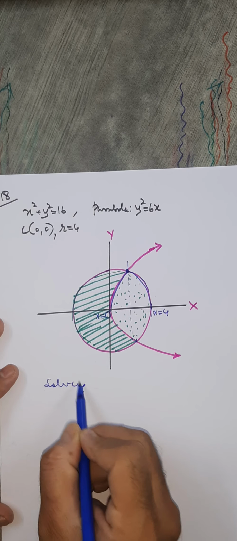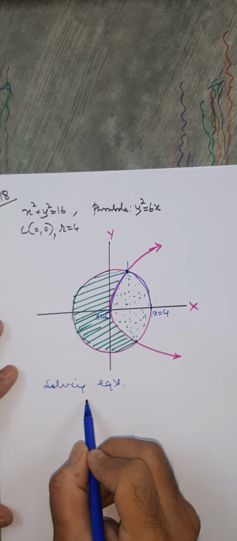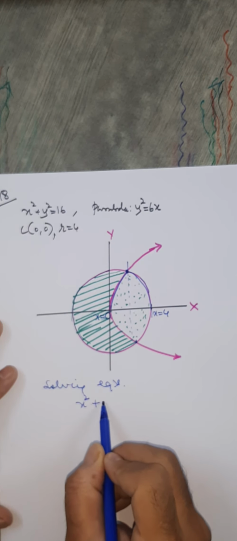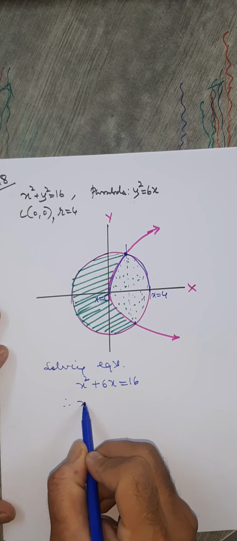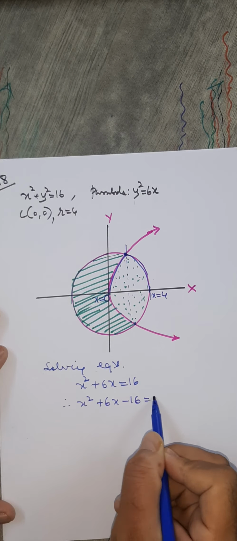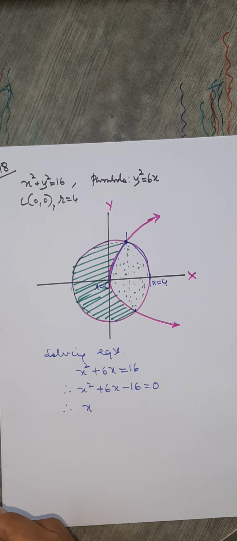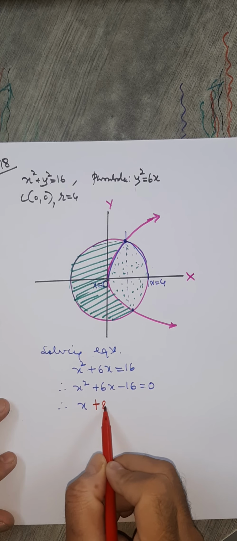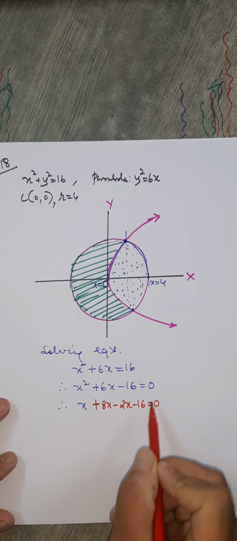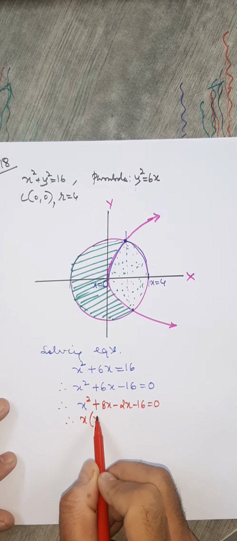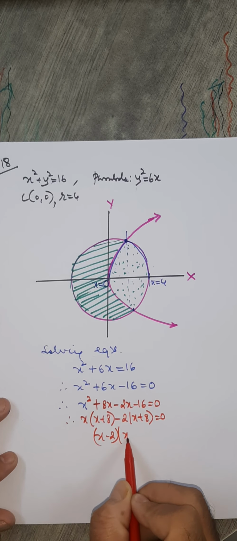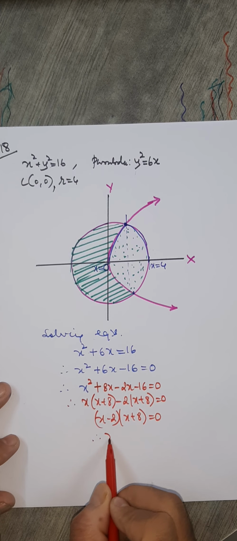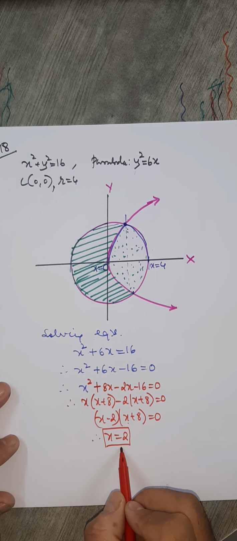So solving the equations, we want x, so we eliminate y from there. So x square plus 6x equals 16, just putting the value of y square, which is 6x. So x square plus 6x minus 16 equals 0. Factorize this. What are the factors here? You know, factors are 8 and 2. That's quite obvious. So x square is there. Take x common, so x plus 8. Take minus 2 common, so x plus 8 again. So x minus 2 into x plus 8 equals 0. So either x equals 2 or x equals minus 8.